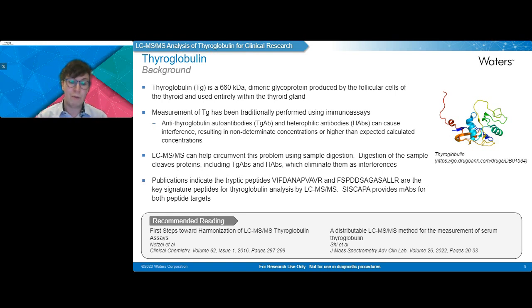So for reference, again, I've added a couple of publications at the bottom of the slide that highlight the use of immunoaffinity for the analysis of thyroglobulin.